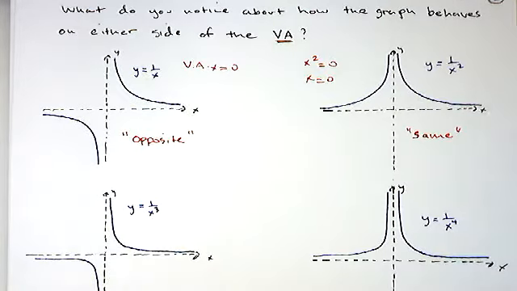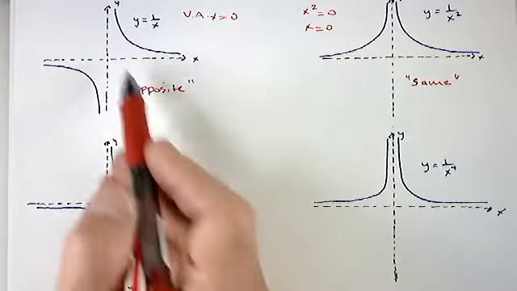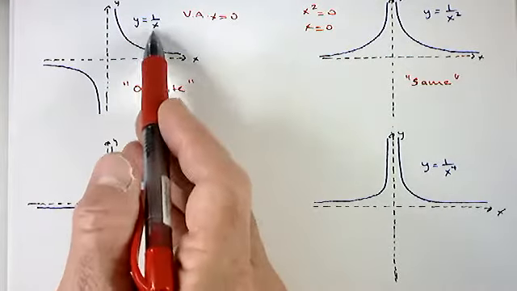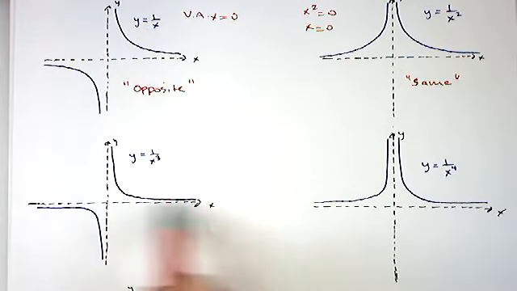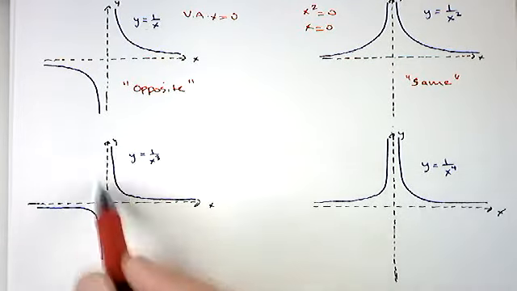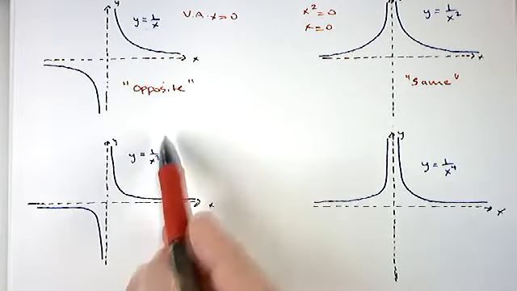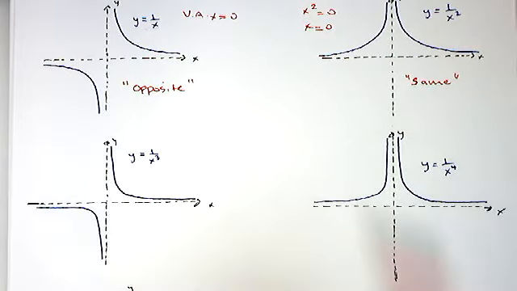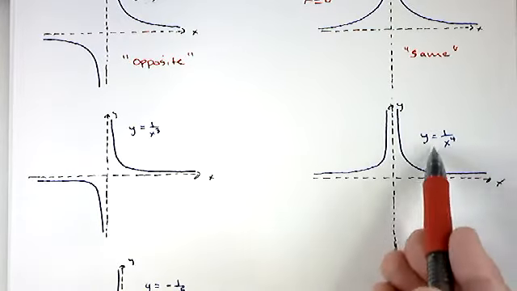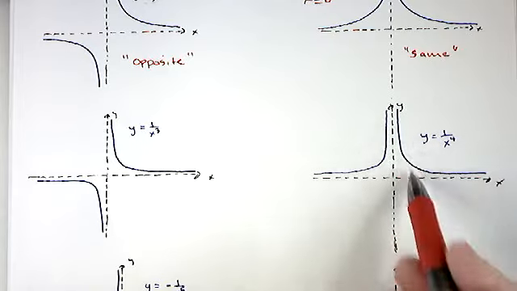Now here's what I want to show you. Here's some more graphs. Y equals 1 over x cubed actually kind of looks like a more narrow version of y equals 1 over x. It kind of hugs the axes closer as it approaches the asymptotes much faster than y equals 1 over x. But how would you classify that? That would be another opposite. Y equals 1 over x to the 4th is a more narrow version of y equals 1 over x squared. So that would get classified as same.